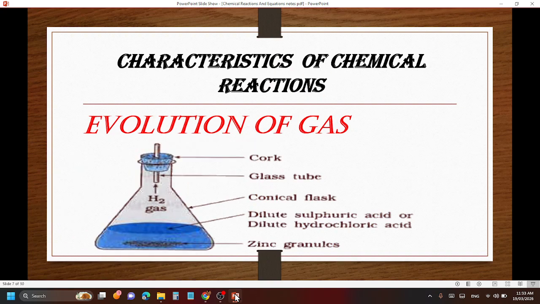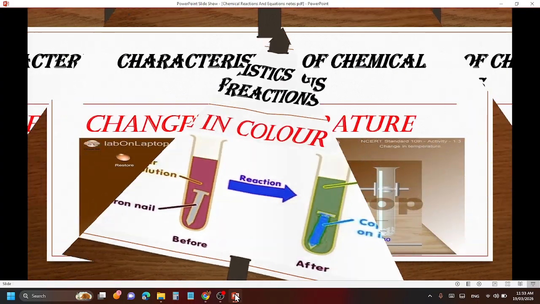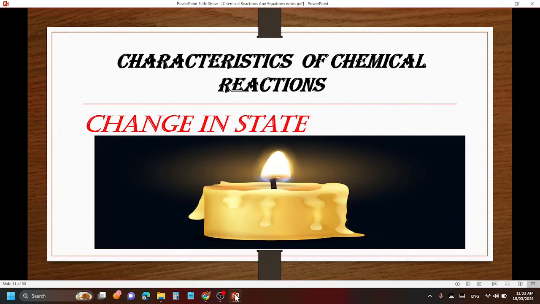Characteristics of chemical reactions are evolution of gas, formation of precipitate, change in color, change in temperature, and last but not the least, change in state. I hope everything is clear till here, no doubt. If you have any doubt, just comment below.